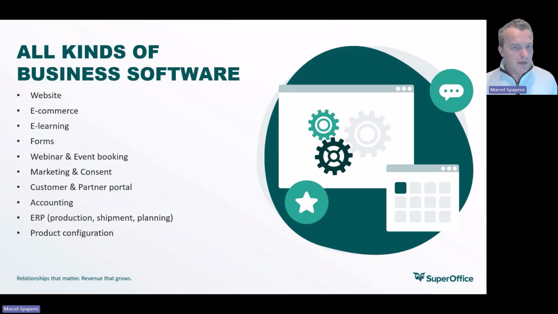But there's more. There's all kinds of business software that can send out emails. There's websites, e-commerce platforms, e-learning platforms. There's a lot of forms applications. Think about Google Forms, for instance. There's webinar and event booking software, marketing and consent, partner portals. Again, the accounting example that we just had with the invoice, ERP, and product configuration. And this is not even the whole list.